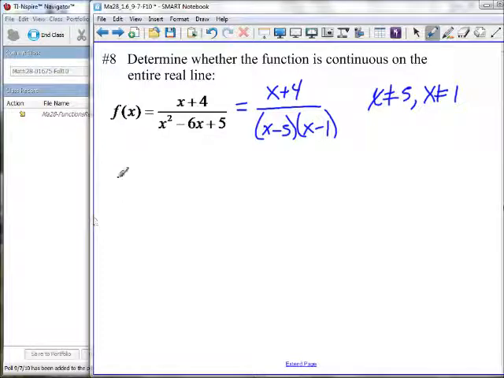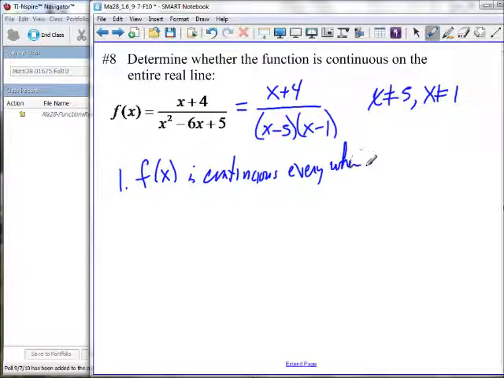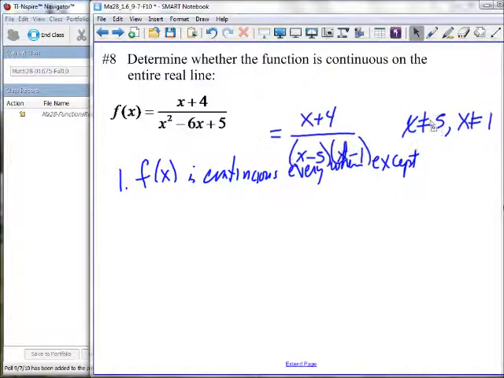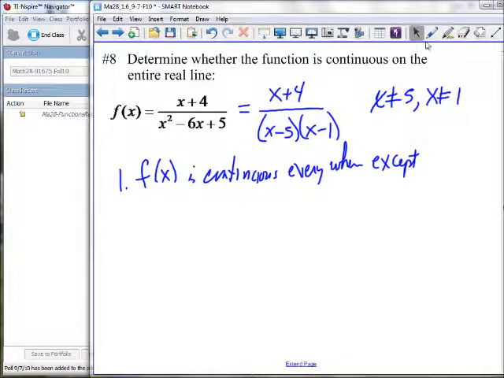So let's see here. The first question is, f of x is continuous everywhere except at these places. Oops, that's what's defined there. Okay. Except at. Okay.